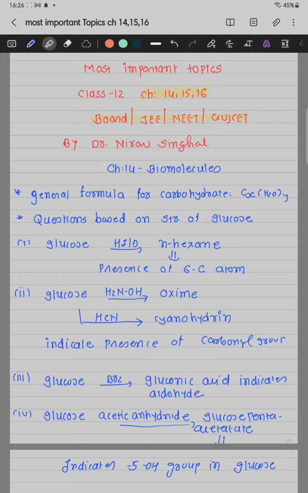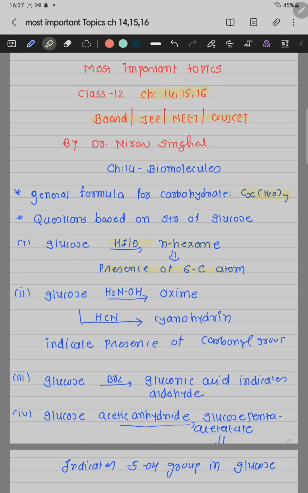First, from chapter 14, biomolecules. The general formula for carbohydrate is CxH2yOy. Question based on the structure of glucose: the presence of 6 carbon atoms in a straight chain in glucose is confirmed when glucose is treated with hydroiodic acid, which gives n-hexane. This treatment confirms the presence of 6 carbon atoms in glucose.